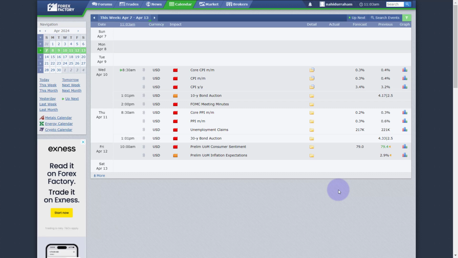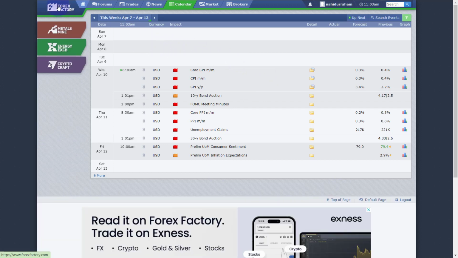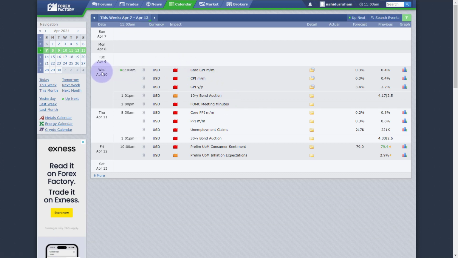So the first thing I do around the weekend is I go to the calendar. If you'd love to go to Forex Factory, you can go over there. Otherwise, you can go to any other calendar which you like. From the calendar, I can see from Wednesday we have the red folder news or the medium folder news. On Sunday, Monday, and Tuesday, we don't have any red impact news or medium impact news.